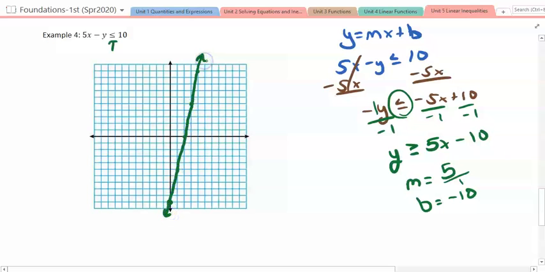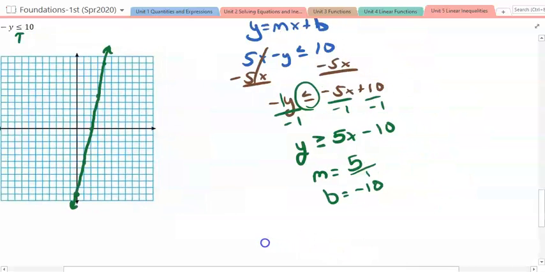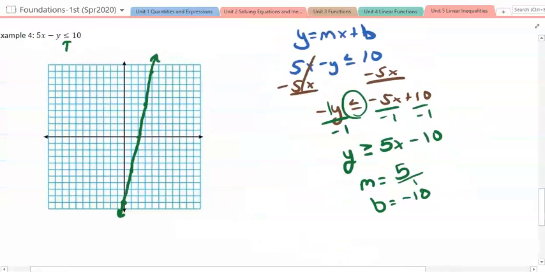It would be recommended that if you're doing this on paper and pencil, use some type of straight edge, an index card or a ruler that you have, to make this line as straight as possible. Now, last step, where's my shading going to be? What ordered pair should I plug into the original problem to see if it's going to work or not? What's my best point to choose? Remember, my best point to choose, if I can choose it, is the origin.